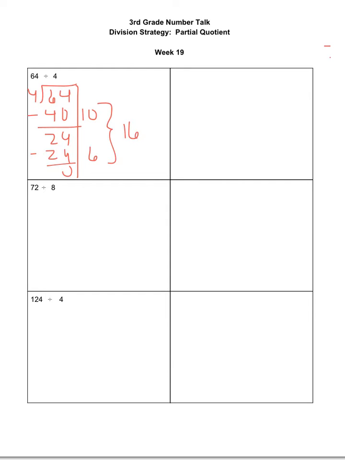So instead of trying to do the straight division, I worked with the numbers I had. So 64 is your dividend and 4 is your divisor. And then your quotient, which is your answer, is 16. Or, another way you could have looked at it is this way.